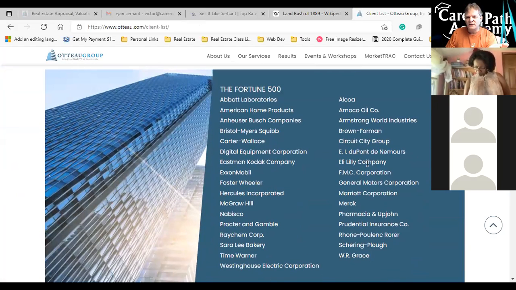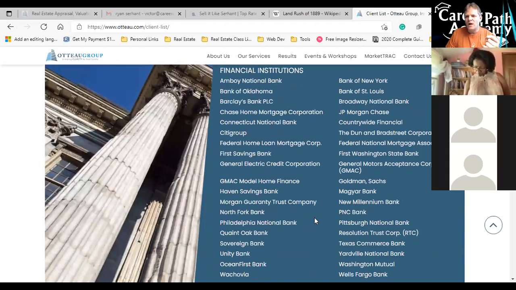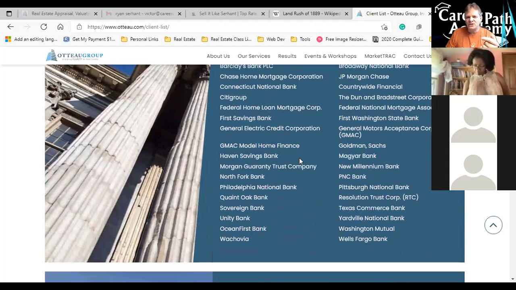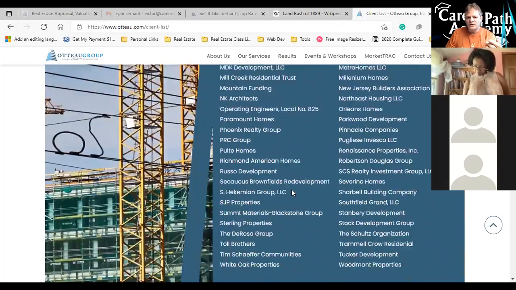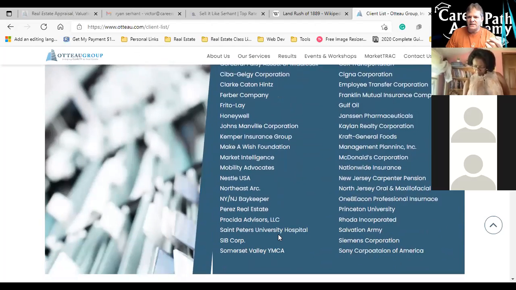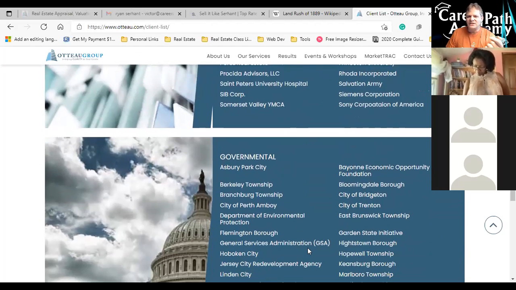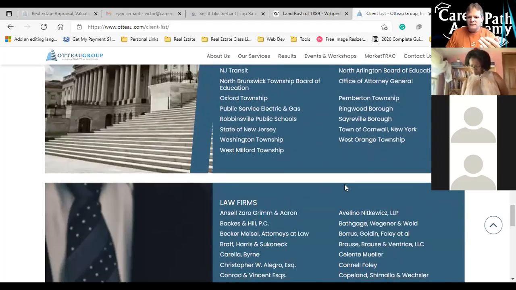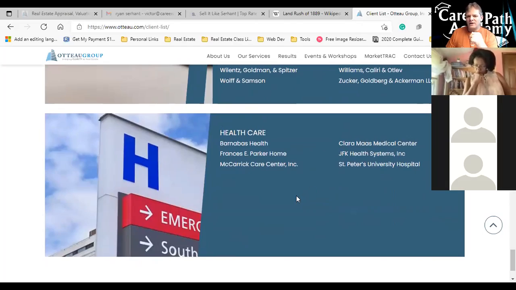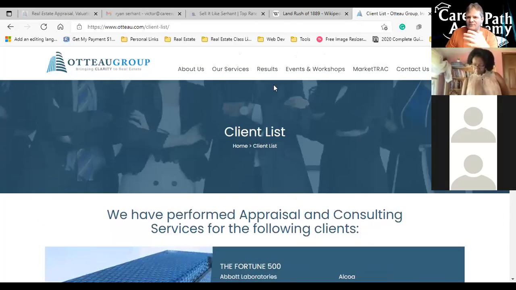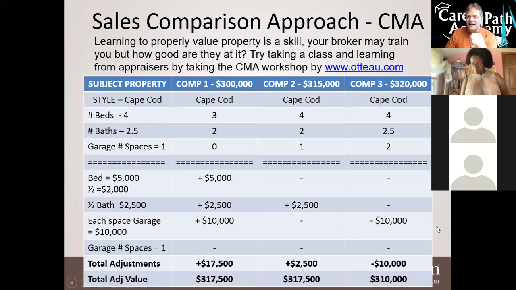Look at some of these companies. We got billion-dollar pharmaceutical companies here that are taking these guys' advice. Why shouldn't you? You've got financial institutions. You've got developers, banks, investment companies, railroads, colleges, government, law firms, healthcare systems taking these guys' advice. Why wouldn't you take the help that's available for you? Right? I suggest that you do, instead of trying to just cherry pick a couple comps yourself to try to determine it.